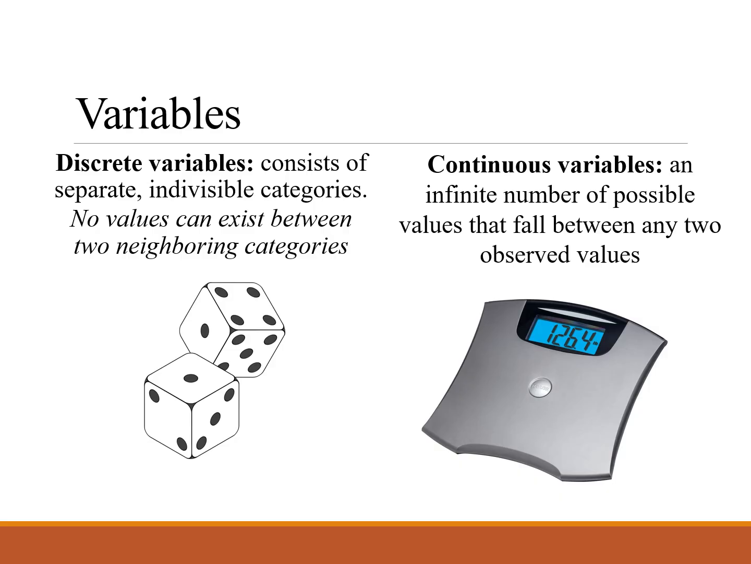Continuous variables, however, have an infinite number of possible values that fall between any two observed values. Weight is a great example of this. The scale on the slide shows 126.4 pounds. There are many values in decimals for weight, especially if you are measuring more than one decimal place. Height, weight, temperature, and time are also examples of continuous variables. These variables simply have more numbers that they can provide.